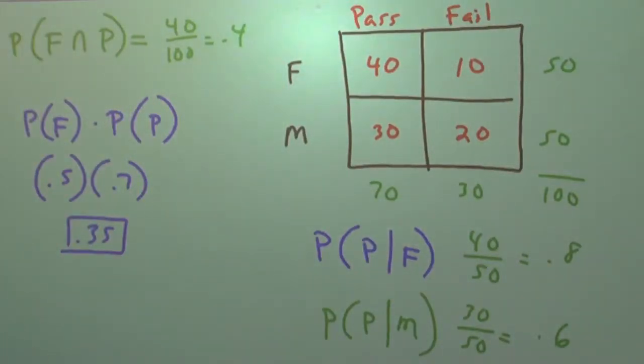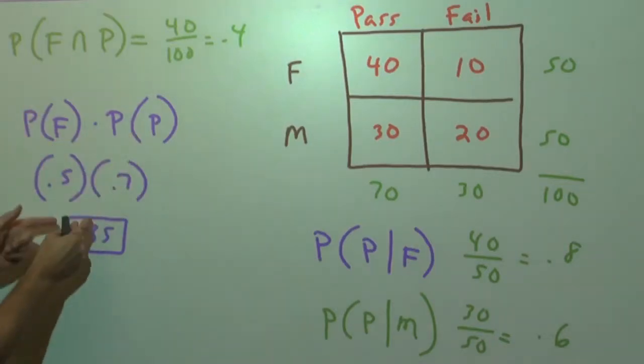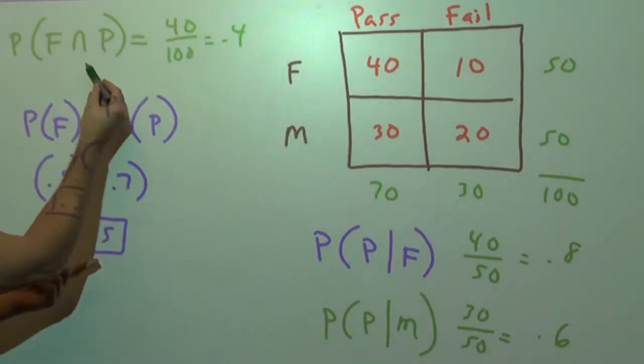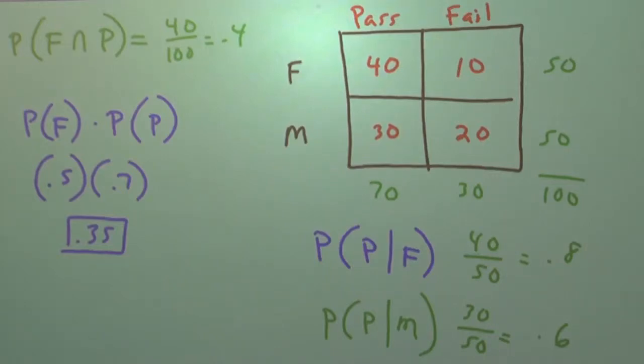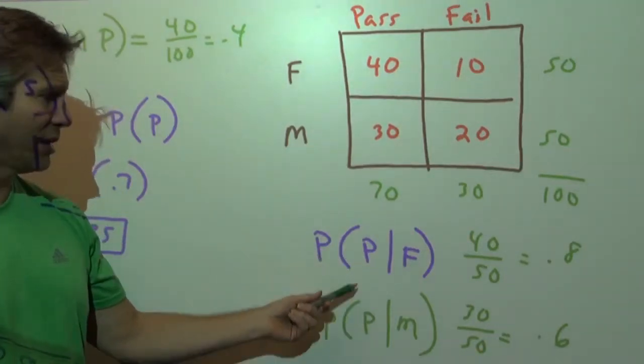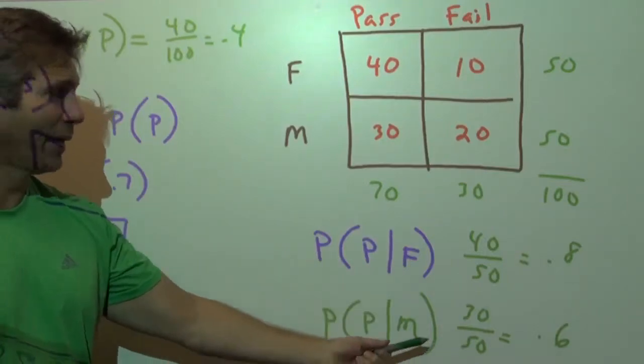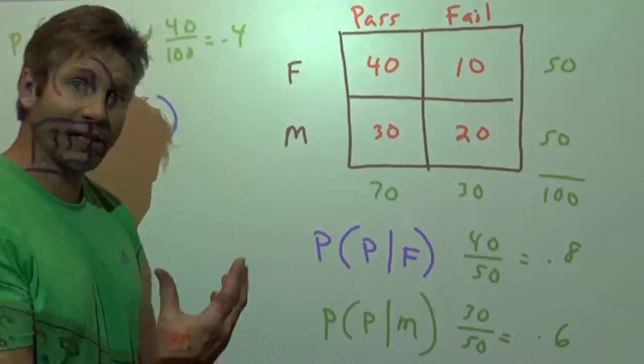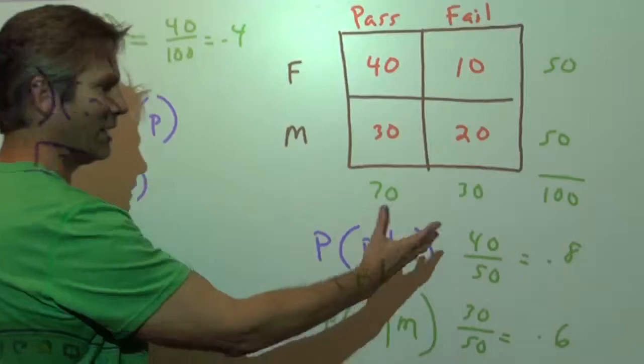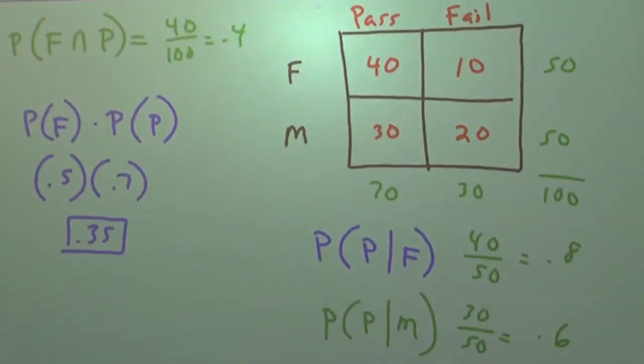And there are two ways to test, and we'll talk about this some more in a sec. You can either multiply the two probabilities together to see if that's what you get in the intersection, or you can look at the conditional probabilities of passing the test, given that it's a female or given that it's a male. If those differ, then it really does depend on your gender as to whether you're going to pass the test.